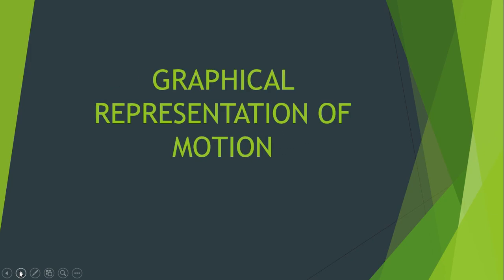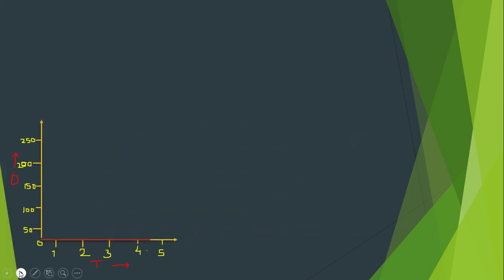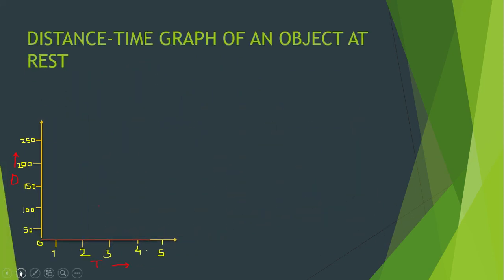We are mainly going to study about graphical representation of motion. Under this particular topic, we are going to study distance time graph and velocity time graph. You can see students, we are going to study mainly about distance time graph first, and later on we will study about velocity time graph.